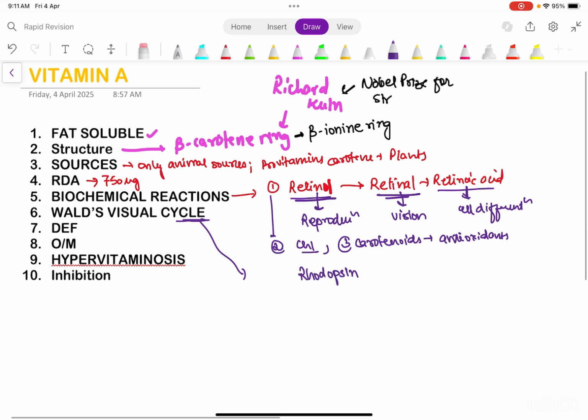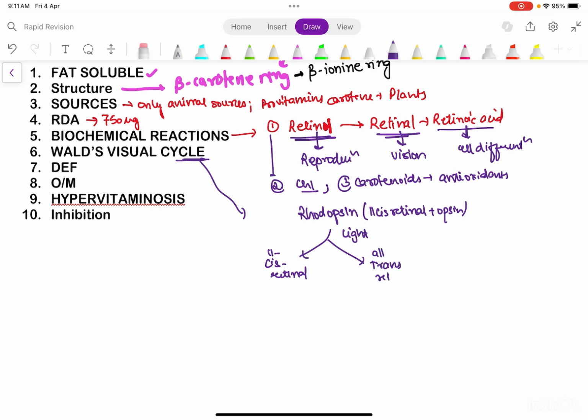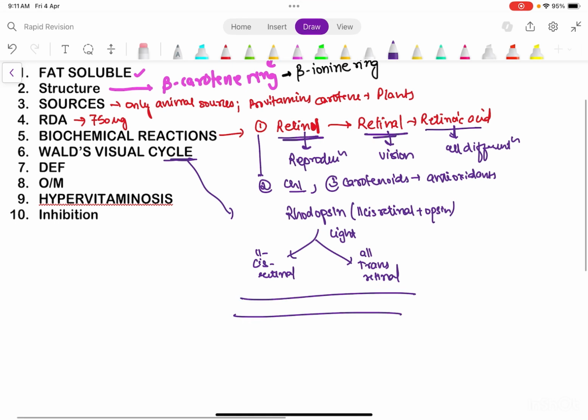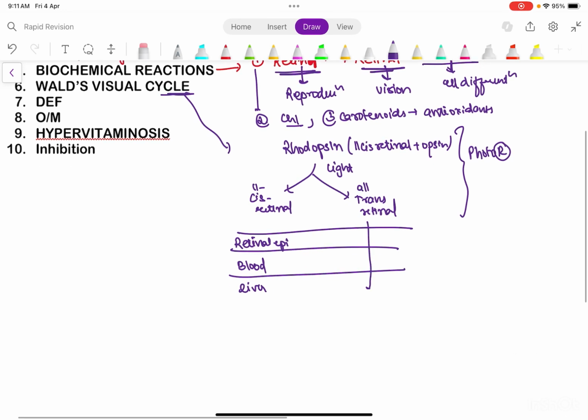Now in this we have to know about Wald's visual cycle. So what happens is you have rhodopsin. Now this rhodopsin is nothing but 11 cis retinal plus opsin. Because of light, it gets converted into all trans retinal. Now here we have retinal epithelium, then blood, and then liver. All of this occurs in the photoreceptor.